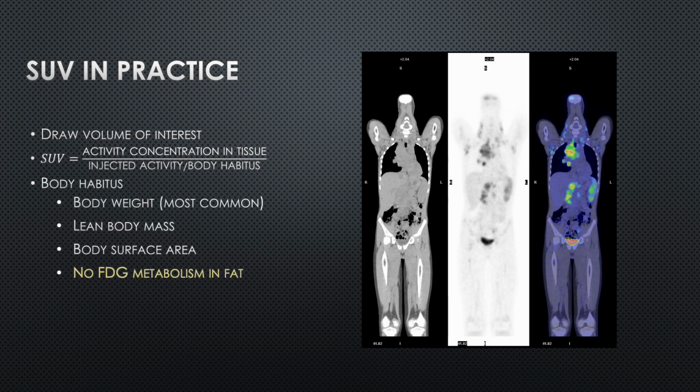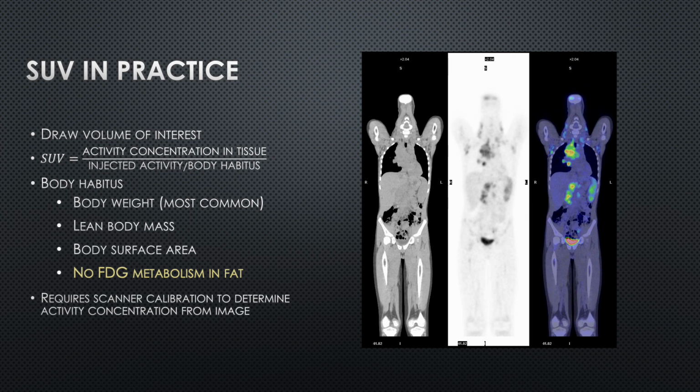So how do we account for the different body sizes of our patients? Well, mostly we would scale according to body weight, but there are other normalizations that we could do, either to lean body mass or body surface area. And knowing that there is no FDG metabolism in fat, we can see how maybe FDG normalized to body weight isn't always the most advantageous, and maybe we should consider going to lean body mass or body surface area in some instances. But as we all know, body weight is normally the way we normalize our SUVs.